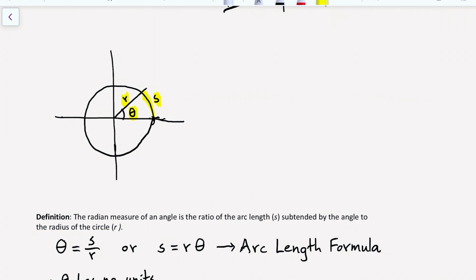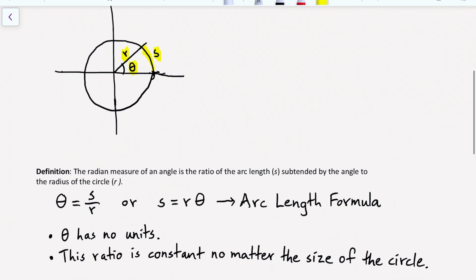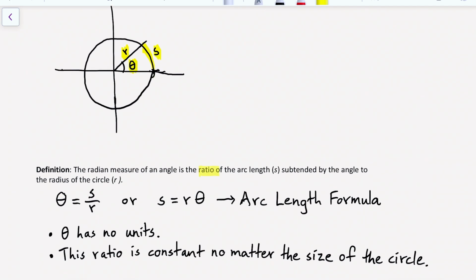That's a distance around the circle, and it's the distance that is subtended by this angle or blocked off by this angle. So given this diagram, we define the radian measure of an angle as the ratio of the arc length, which is S, to the radius of the circle, which is R. So we say that theta equals S divided by R. You might see this relationship rearranged as S equals R theta. In this form, it's often called the arc length formula.